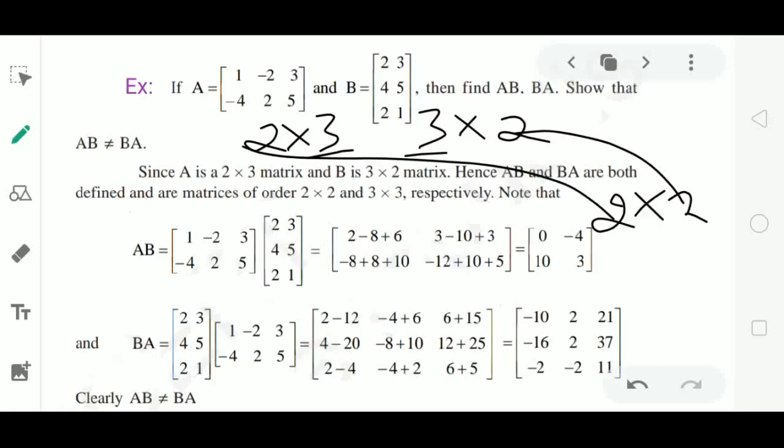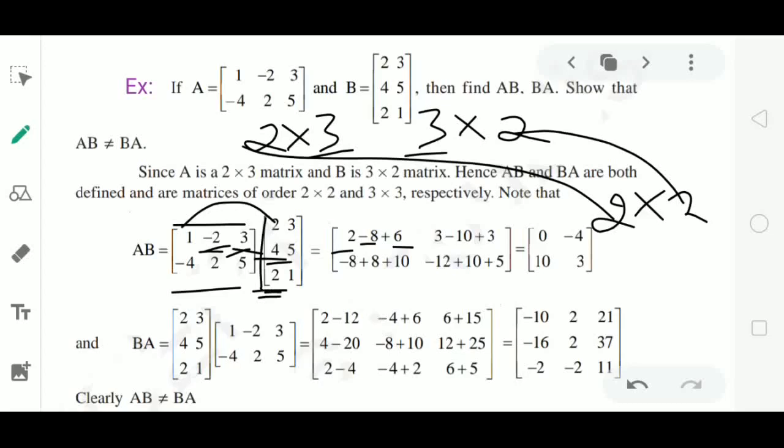Then here A into B is equal to matrix A into matrix B. First we multiply the first row of A with the first column of B element wise. That is 1 into 2 is 2. Minus 2 into plus 4 is minus 8. Plus 3 into plus 2 is 6. First row is multiplied with first column. Element wise means the first element of the first row is multiplied with the first element of the first column, the second element with the second element, and the third element with the third element.